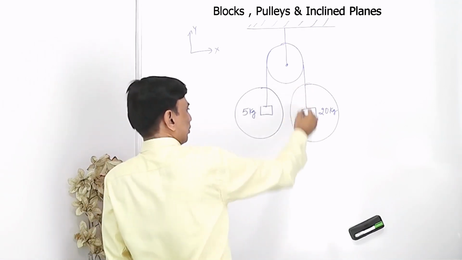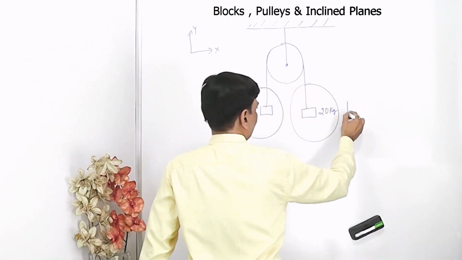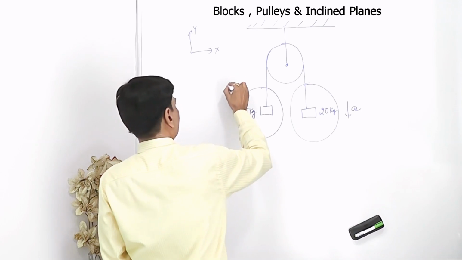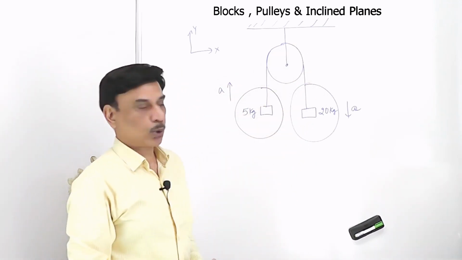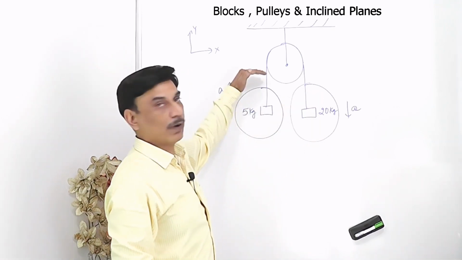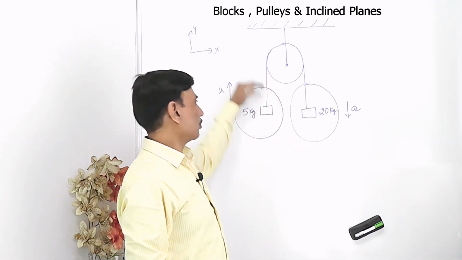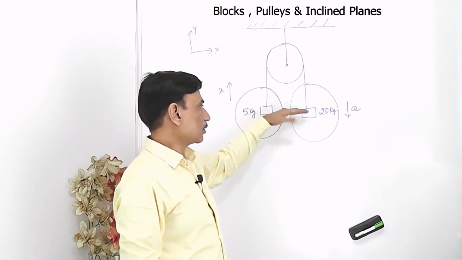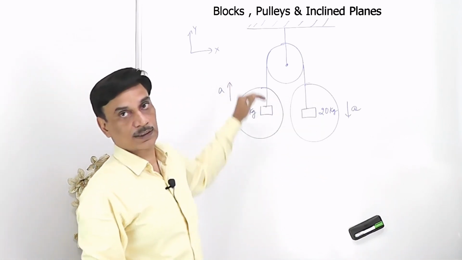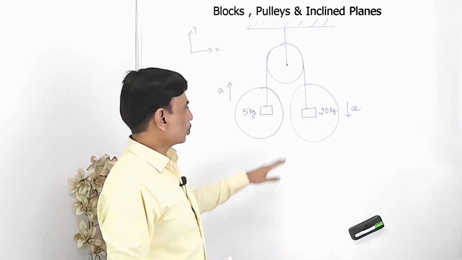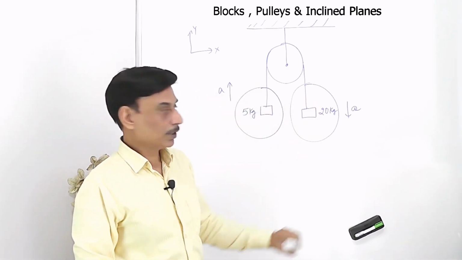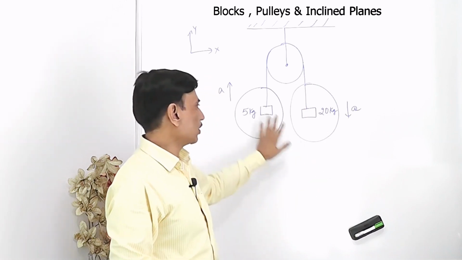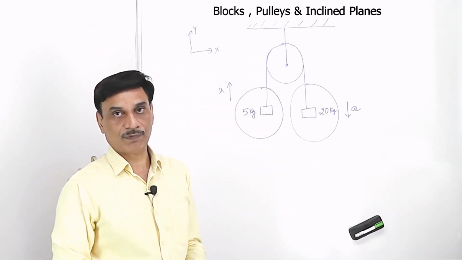So over here we know that this will be going down with the acceleration A, and this will be going up with the acceleration A. Obviously the string is inextensible. So if you pull it by 1 meter, this will go by 1 meter. If you pull it by 10 meter, this will also go by 10 meter. It is not possible that this goes by 5 meter and this goes by some other length, right? So whatsoever is the velocity of this block downward, the same velocity will be of this block upwards. Whatsoever is the acceleration of this block downwards, the same acceleration will be of this block in the upward direction.